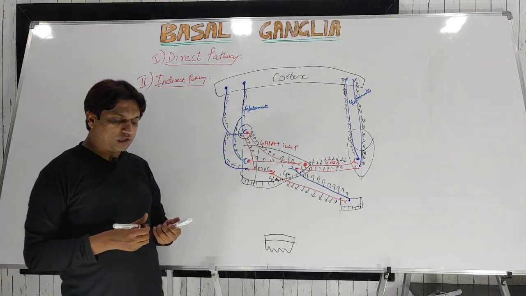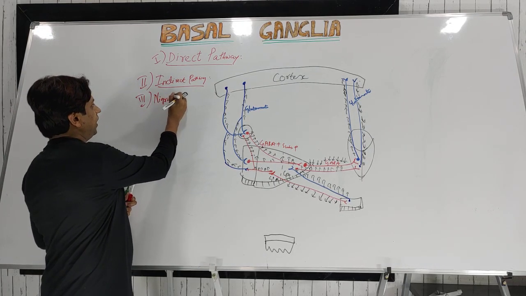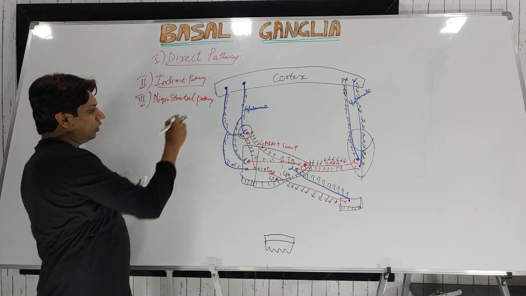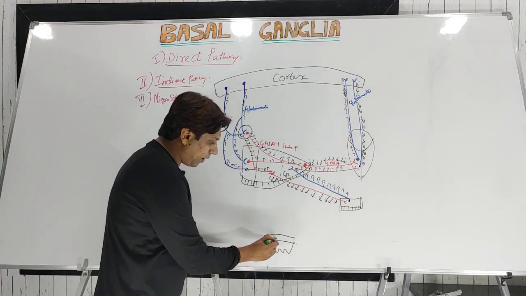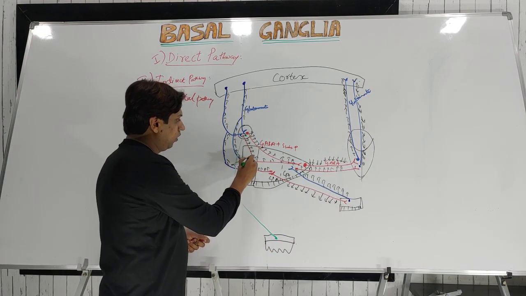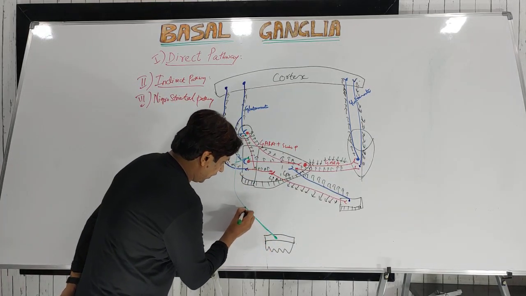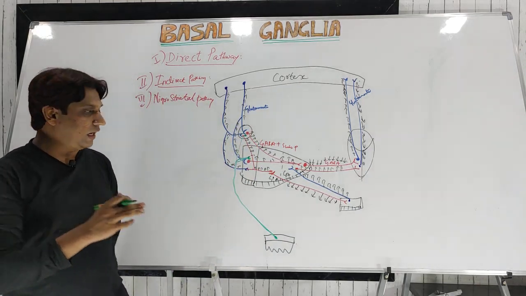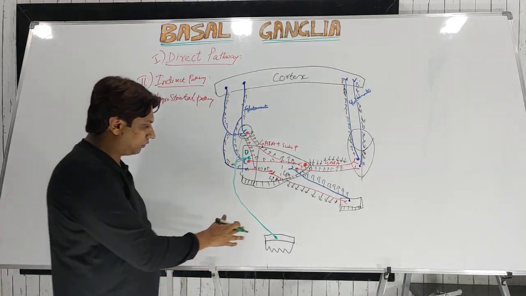Now we have a third one, the nigrostriatal pathway. As the name indicates, nigra means substantia nigra. It goes from the substantia nigra pars compacta to the striatum, which means the caudate nucleus and putamen. It gives connections to the direct pathway here, and in the striatum it releases dopamine. These are the dopaminergic neurons in the substantia nigra.